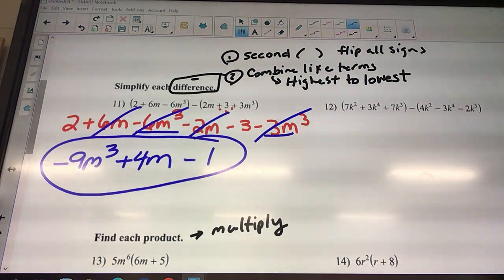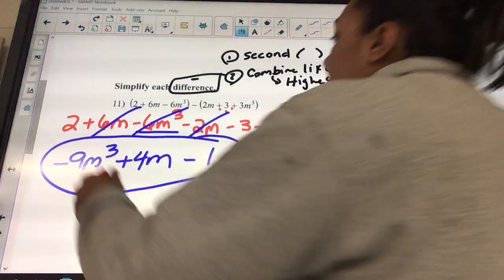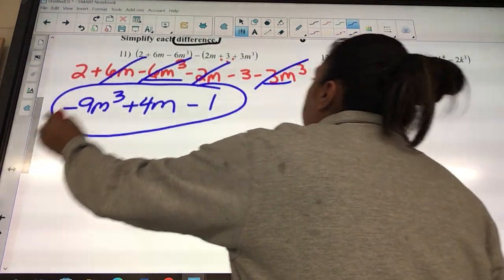Okay, for 13, 14, 15, and 16, the instructions are all the same. It says find each product. That means multiply. Alright, that's why I only wrote the word multiply up there. There's really no other instructions that I can give you. Okay? So, when we multiply, you're really multiplying the bigs and adding up the littles.